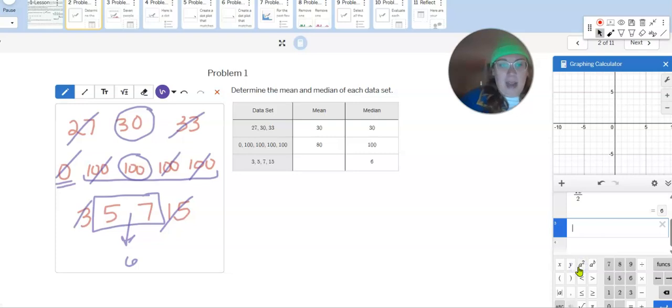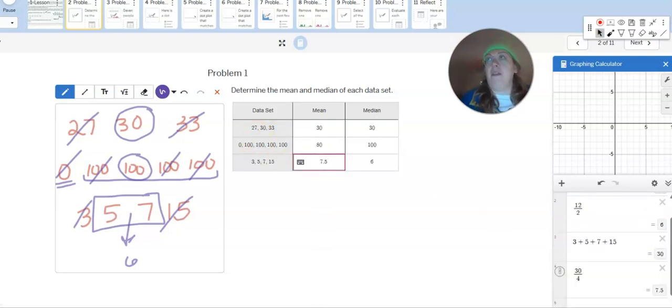Our mean, if we add all of these up, 3 plus 5 plus 7 plus 15 gets us 30. Divided by 4, because there's 4 numbers, is 7.5. Beautiful. So you should have this all filled in, and once you're all set, you can push ahead to the next slide.